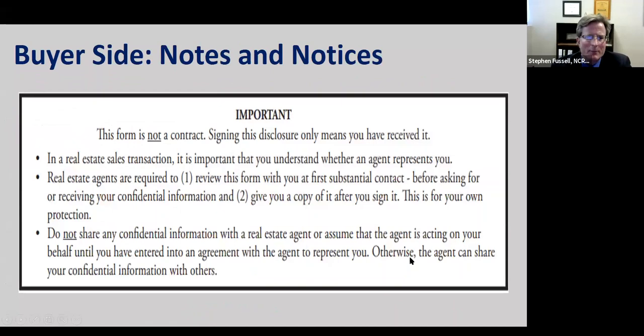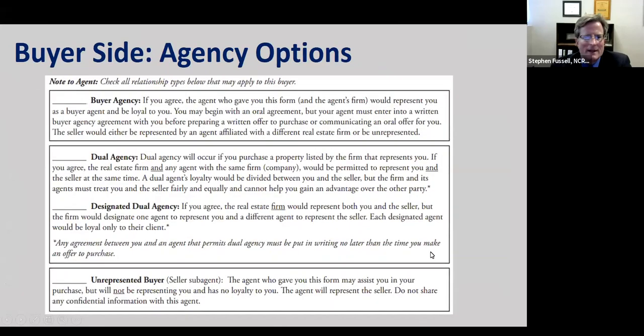Taking a closer look at the important notes section, it's exactly the same as on the seller side. It informs the buyer that it's not a contract, and that signing it simply means that the buyer is receiving the form. Everything else in this section is the same. The buyer agency types are obviously a little different.